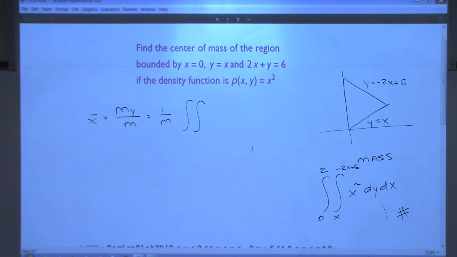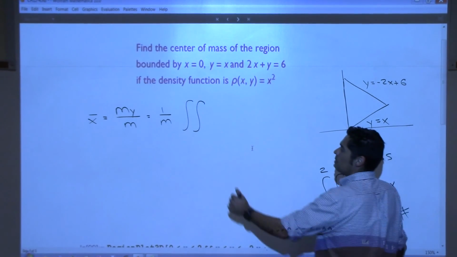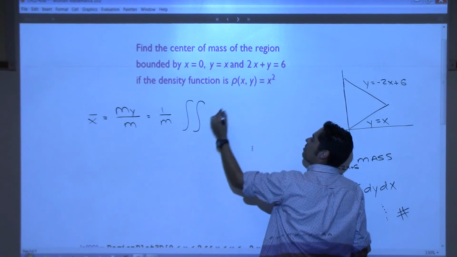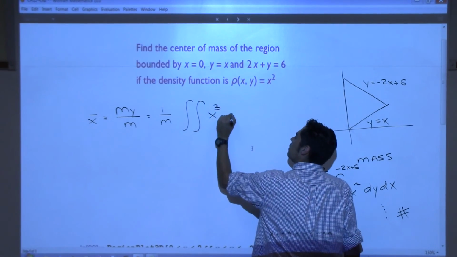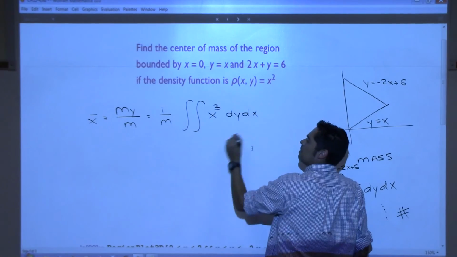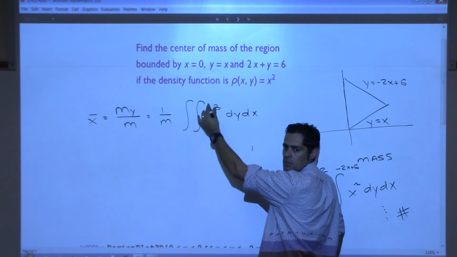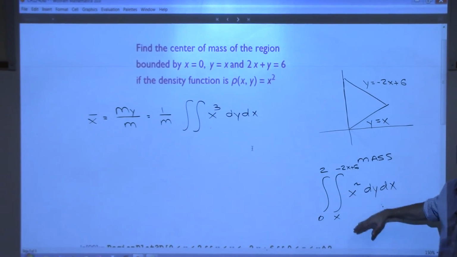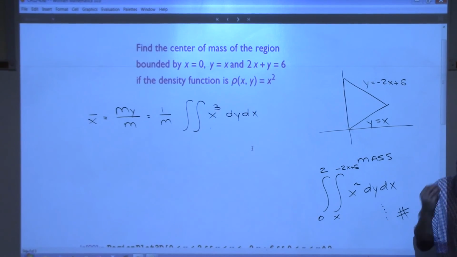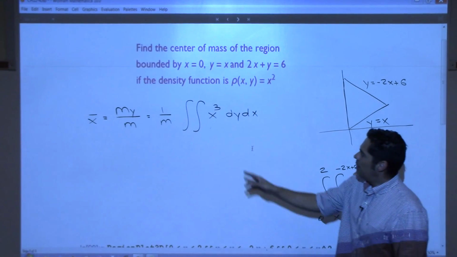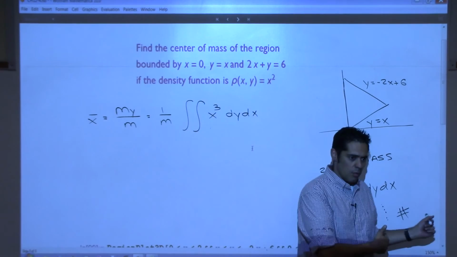That was it. So it would be x times that, so x cubed, dy dx. What about the limits? Exactly the same. So you're doing almost the same integration, right? Except you're doing x cubed instead of x squared.